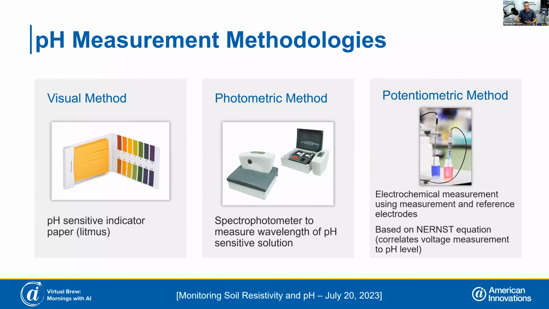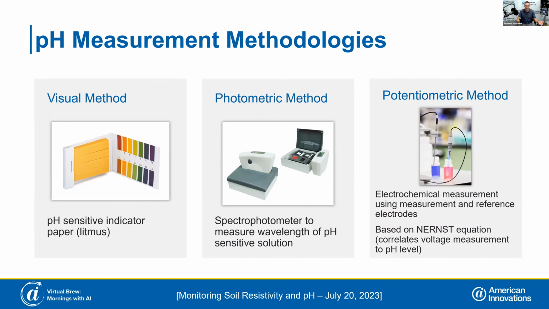And much like resistivity, pH also has a number of different methodologies that can be used to measure it. And again, none of these is necessarily better than another. It just depends on what your goals are for obtaining the measurement. The visual method is one of the most common that people are familiar with because, starting in elementary school, we do science experiments where we're checking the pH of various materials, and we've got the nice little litmus paper to check that. It's a very inexpensive way to check this. It's best suited for fluids as opposed to soil in our case.